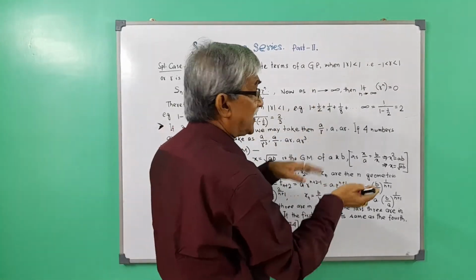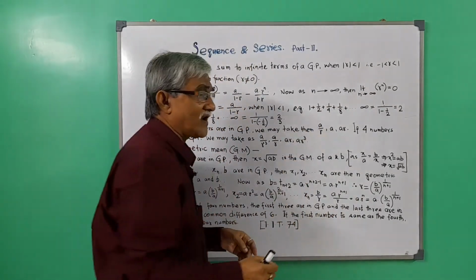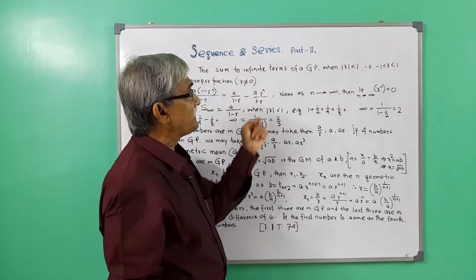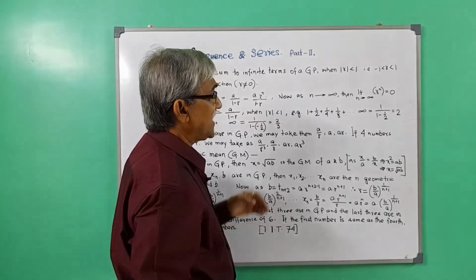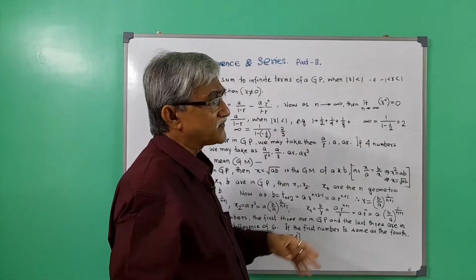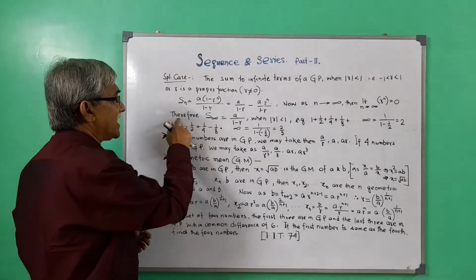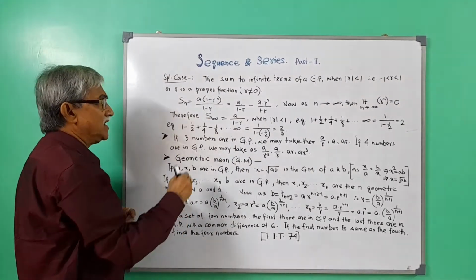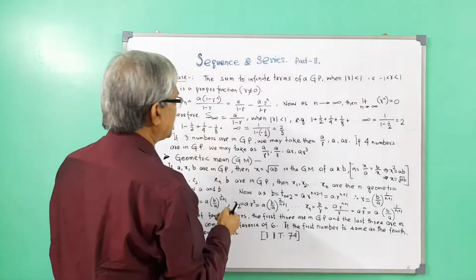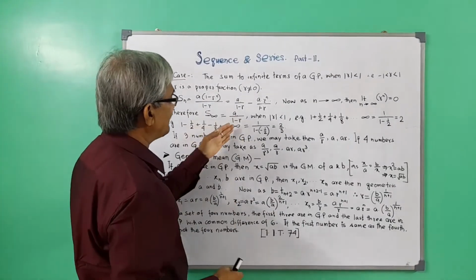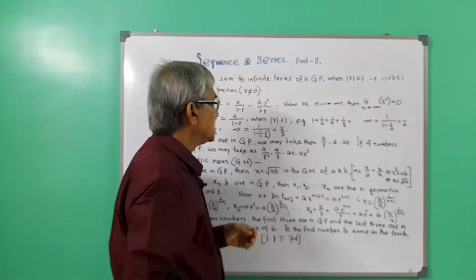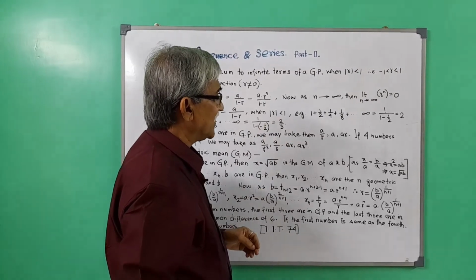Now, as n tends to infinity, r is a proper fraction. As you go on increasing the power n, naturally the limit as n tends to infinity of r to the power n becomes 0. So the sum up to infinity, meaning the sum of the terms up to infinite terms, becomes A upon 1 minus r, when modulus r is less than 1.